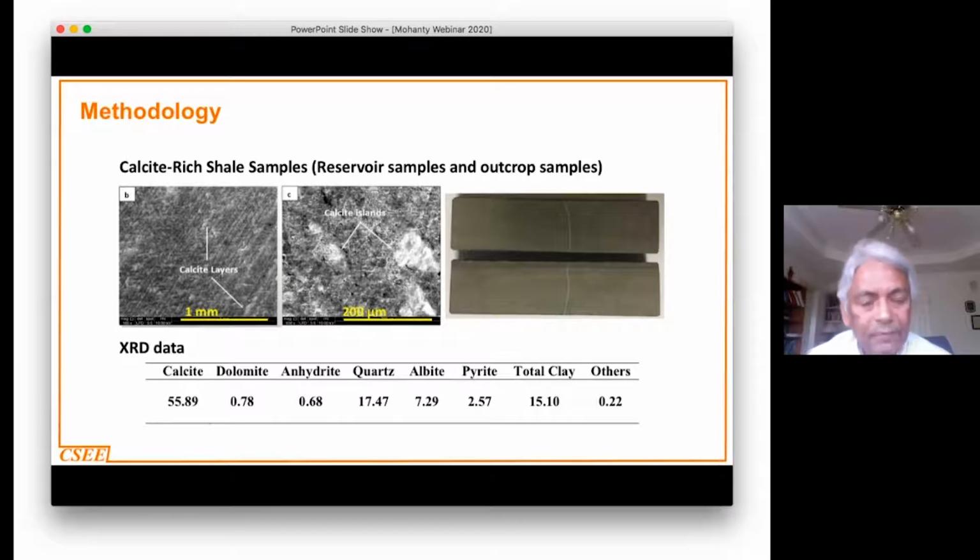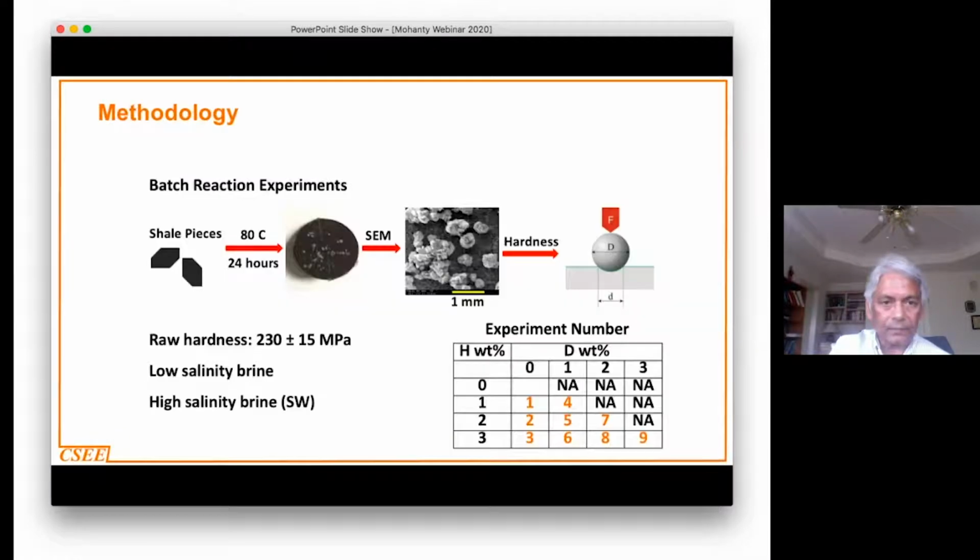And this we have tested only on calcite-rich shales. Okay, so we have worked on calcite-rich shales. So this shale we are working with has calcite layers and also calcite islands in the matrix. And this is a calcite-rich shale, about 56% calcite.